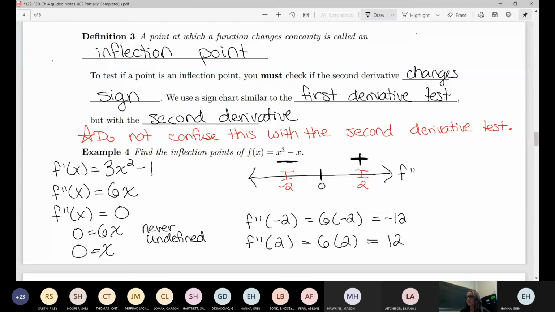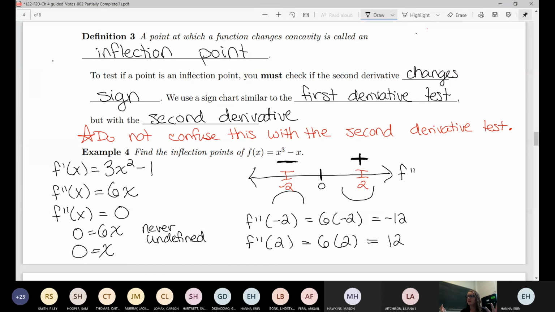Now for the first derivative test, I like to draw those little increasing, decreasing lines. Here, it's not as helpful, but it does help me remember that it's not a first derivative number line. So remember, the second derivative tells us about concavity. If the second derivative is negative, we're concave down. And if the second derivative is positive, we're concave up. So I just draw the concave pieces to remind myself what's going on in that interval.